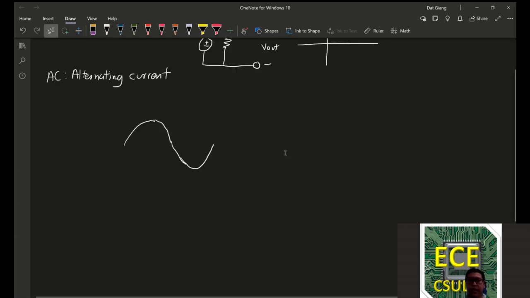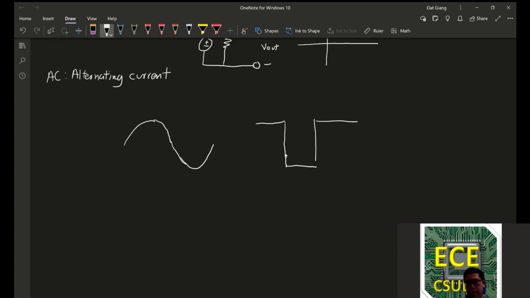Compared to DC, AC fluctuates, but the term AC does not simply mean sinusoidal. It could mean any kind of signal that is periodic. So I don't have to use a sinusoidal, though sinusoidals tend to be the focus of circuit analysis. We could look at square waves. We could look at sawtooth waves. We could look at triangular waves.